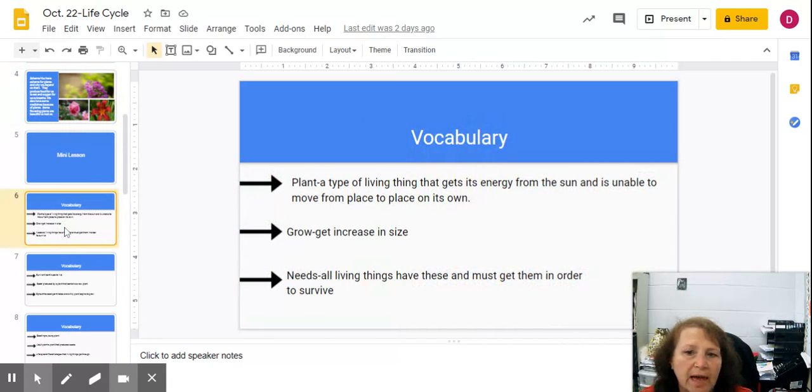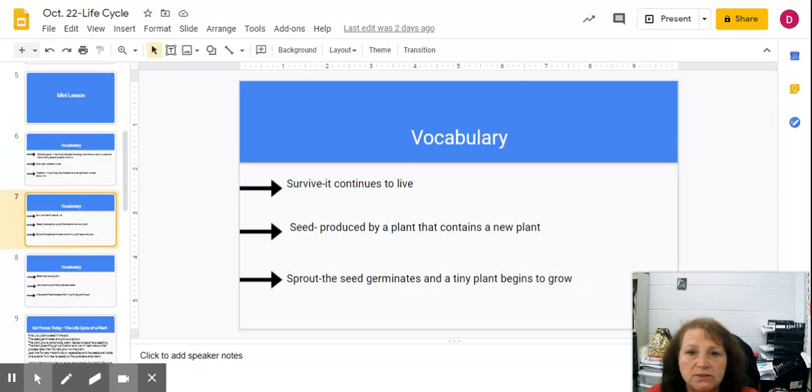Let's look at some vocabulary for this unit. Plant: a type of living thing that gets its energy from the sun and is unable to move from place to place on its own. You physically have to pick up a plant and move it. It cannot move on its own. To grow is to increase in size. Needs: all living things have these and must get them in order to survive.